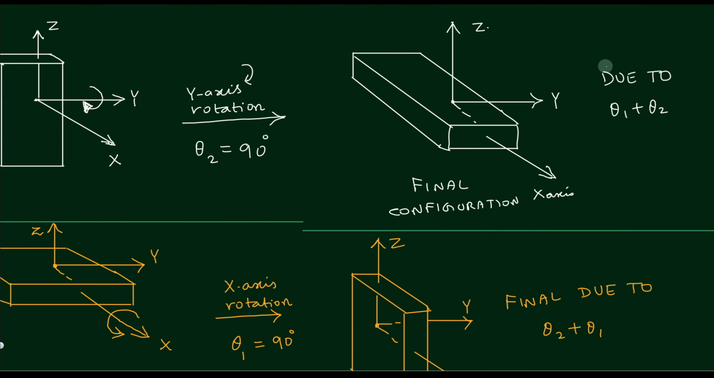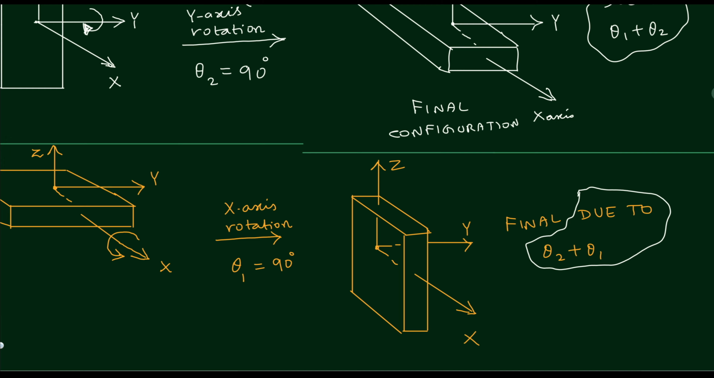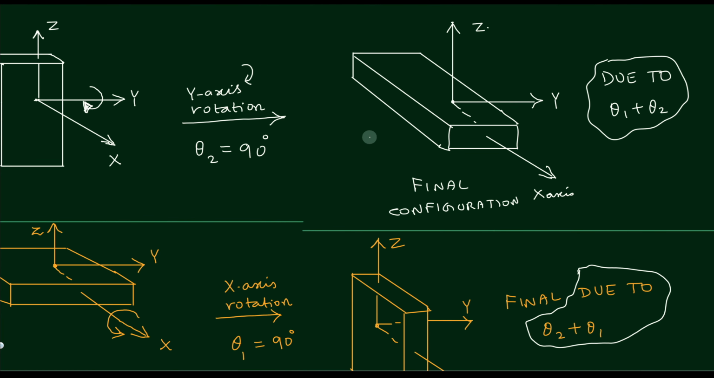Earlier it was looking like a horizontal box. Now you see this. Once again, I'll put the round here. Due to theta 1 plus theta 2 is white color. Due to theta 2 plus theta 1 is this yellow color. So their appearance is different. Okay, so that was a horizontally lying matchbox, and this was a vertically lying matchbox.